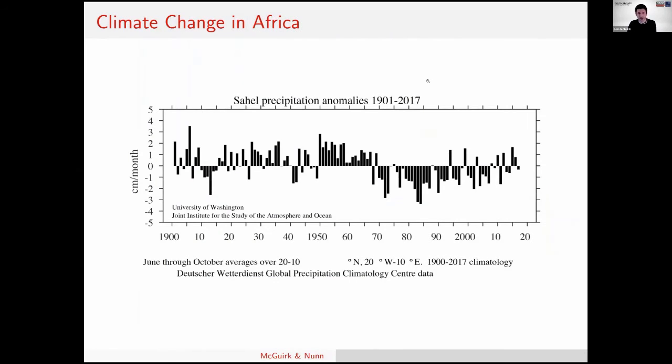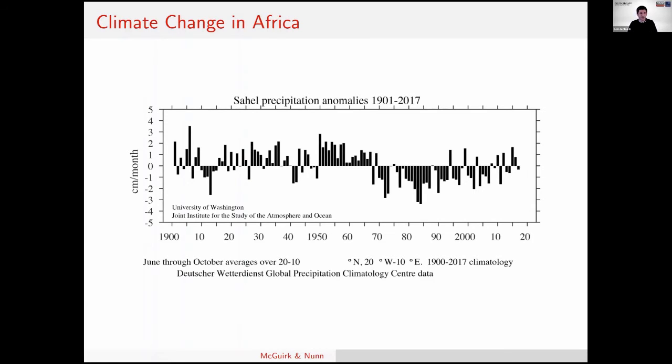So weather versus climate change. These are precipitation anomalies in the Sahel from 1901 to 2017. One thing that's very clear here is that from about the mid-1960s onwards, these anomalies become negative. We have a lot of droughts, persistent and severe droughts, kicking in towards the end of the 1960s. So this is what climate change looks like in the region.